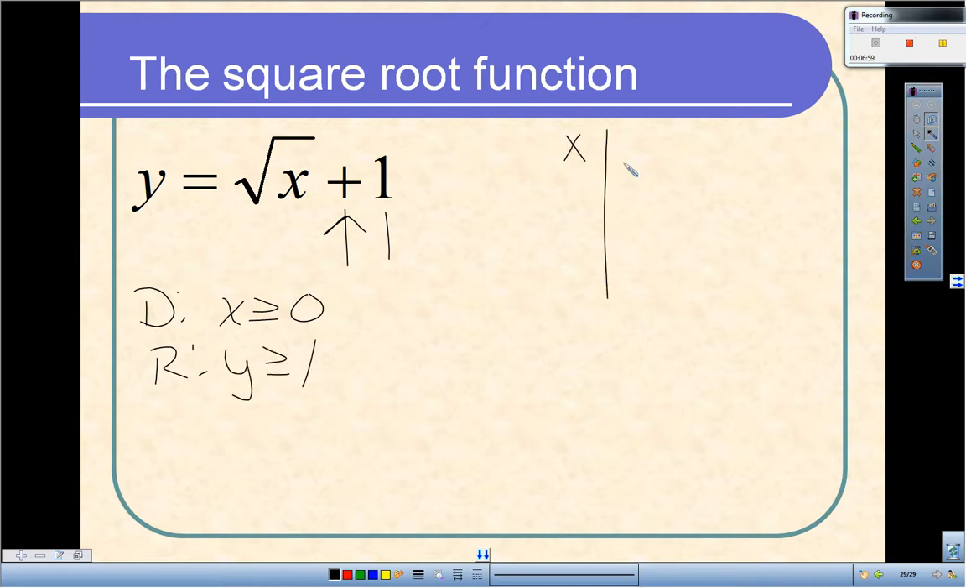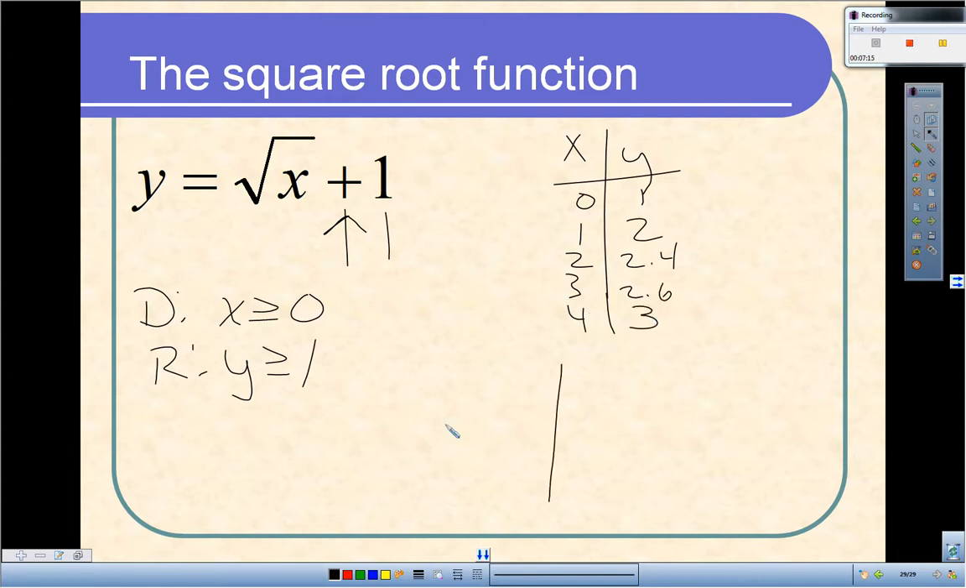If I do my t-table, I'm going to use 0, 1, 2, 3, and 4. The square root of 0 is 0. 0 plus 1 is 1. Square root of 1 is 1. 1 plus 1 is 2. Square root of 2 is like 1.4. Plus 1 would be 2.4. The square root of 3 is 1.6. Plus 1 would be 2.6. Square root of 4 is 2. 2 plus 1 is 3.